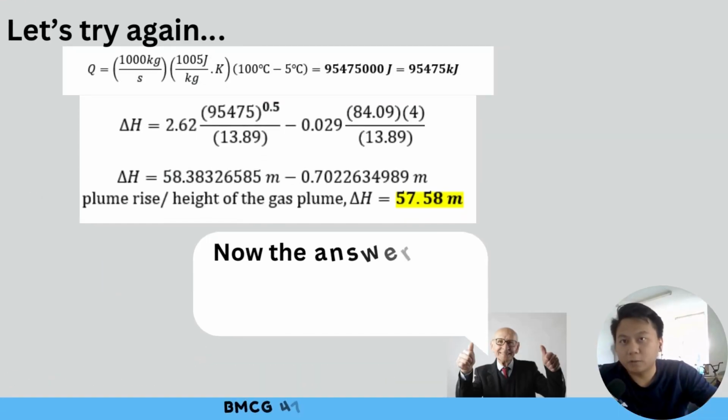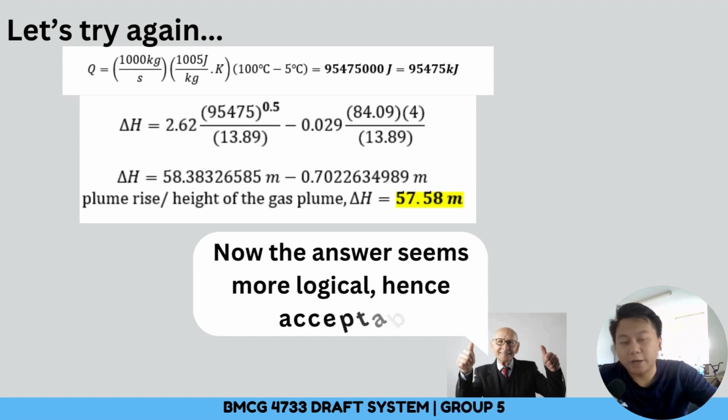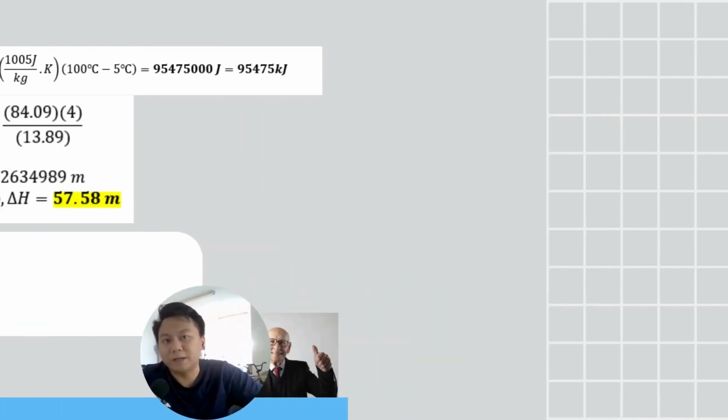Hence, we try recalculating using those equations, giving Q in kilojoules instead of joules, which is too big. And then here we have a more appropriate answer for the plume height, which is 57.58 meters high, rather than the 1.8 kilometer high gas plume. So now the answer looks more logical, and we would accept this kind of answer.